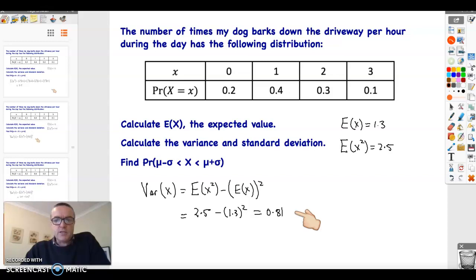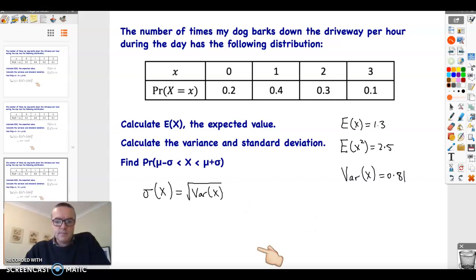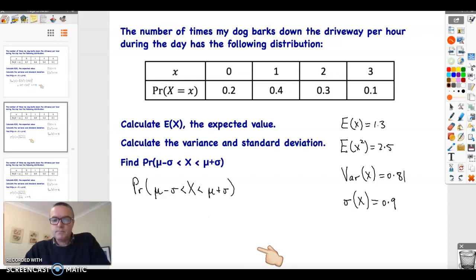Our standard deviation should simply be the square root of that value. So our standard deviation is the square root of the variance. Our variance is 0.81, and the square root of 0.81 is exactly 0.9. So we've calculated our mean, our variance, which is 0.81, and our standard deviation is 0.9.